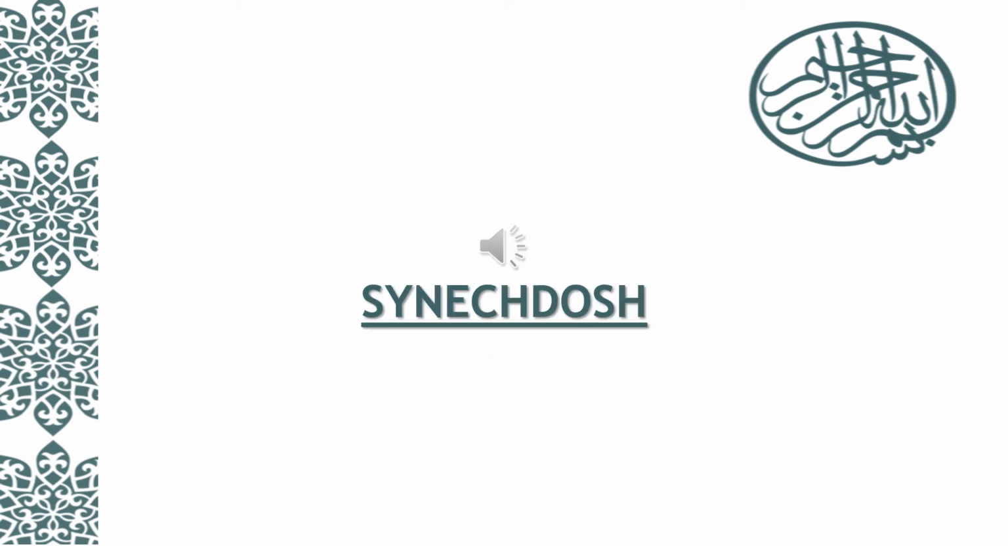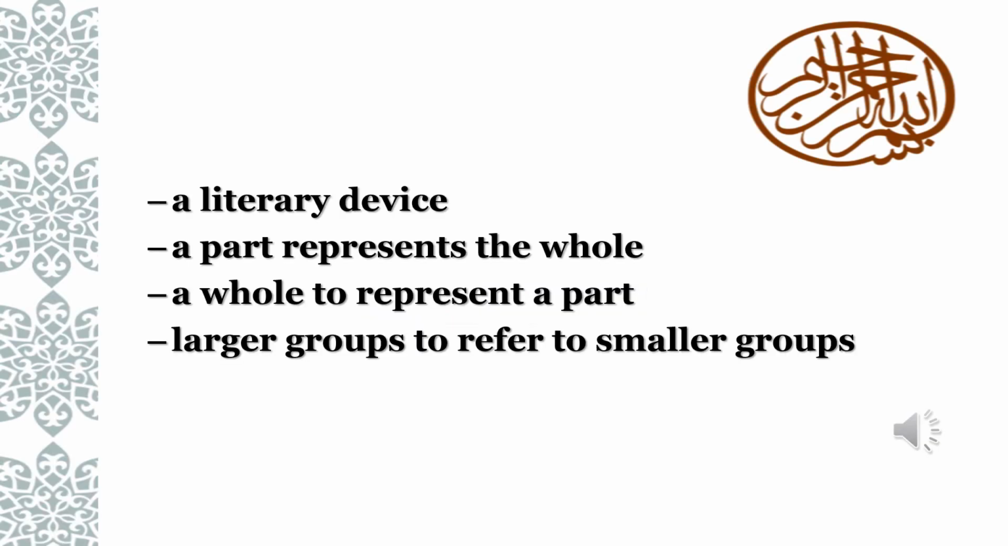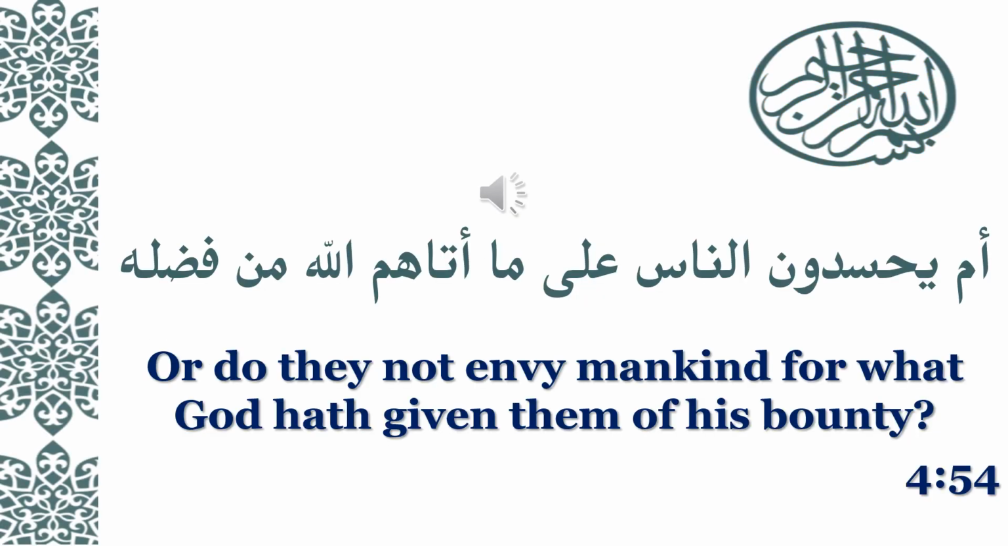So I understand that synecdoche might be a new term for all of us. That's why the definition and some key points have been provided in the next slide. Just like the simile, metaphor, and allegory before, synecdoche is also a literary device and it is used to represent the whole by a part or the part by a whole. That means larger groups or larger things may be used to refer to smaller groups or smaller things and vice versa. This is better explained in the example below.